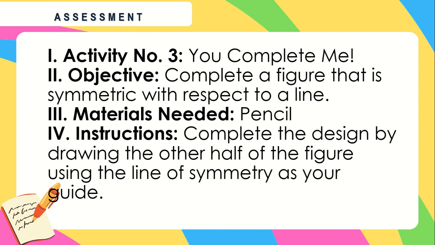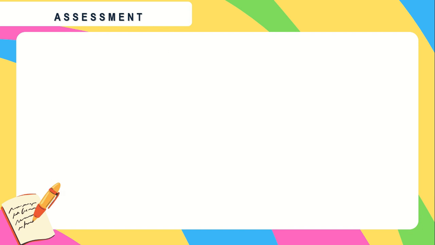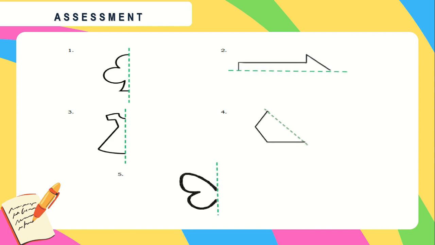Activity number 3. You complete me. Objective, complete a figure that is symmetric with respect to a line. Materials needed, pencil. Instructions, complete the design by drawing the other half of the figure using the line of symmetry as your guide. Here are the items.